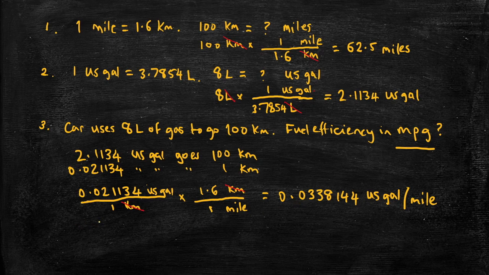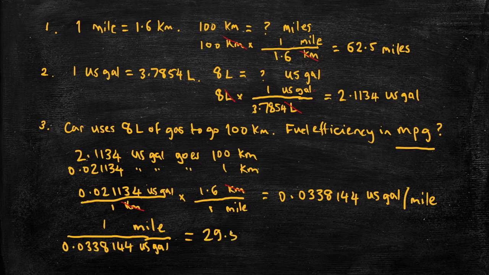So now the final step is 1 divided by 0.0338144. That will give us what we want, because if we put our units in here, we've got US gallons down here, and we've got miles up here. So we've got miles per gallon now. And if we do 1 divided by 0.0338144, we get 29.57 miles per gallon.